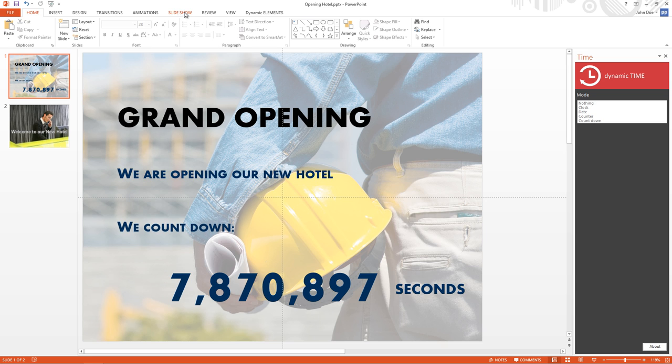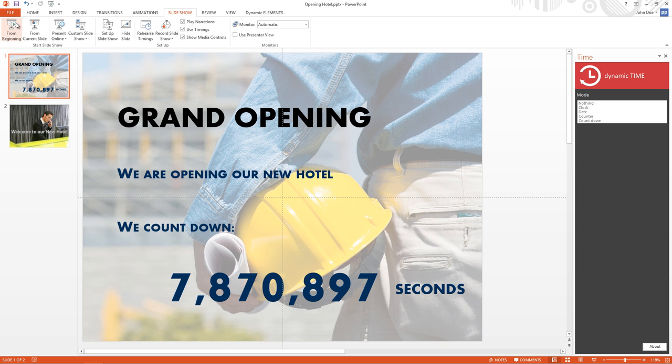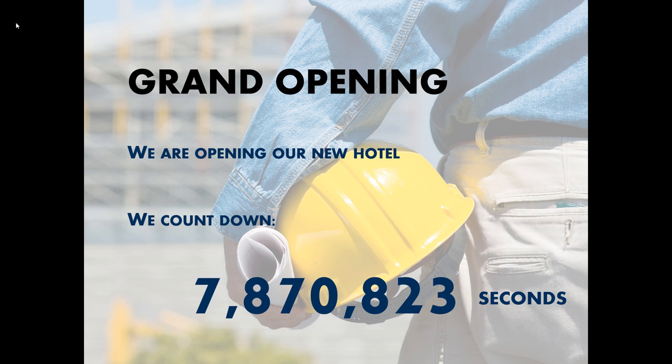So we go to slideshow and we click to start the slideshow. And now you see that the number of seconds are updated continuously on your slideshow. And when it reaches the target date, it will automatically jump to the second slide.